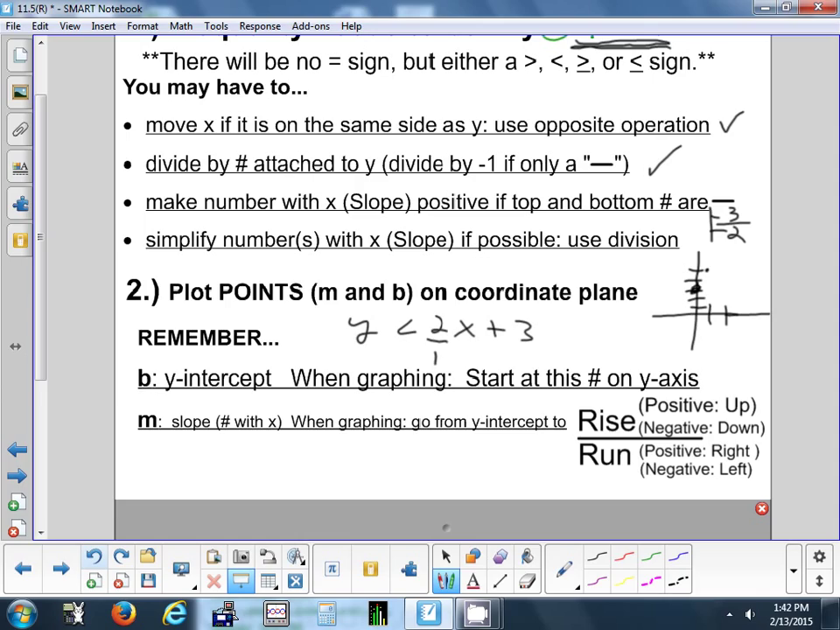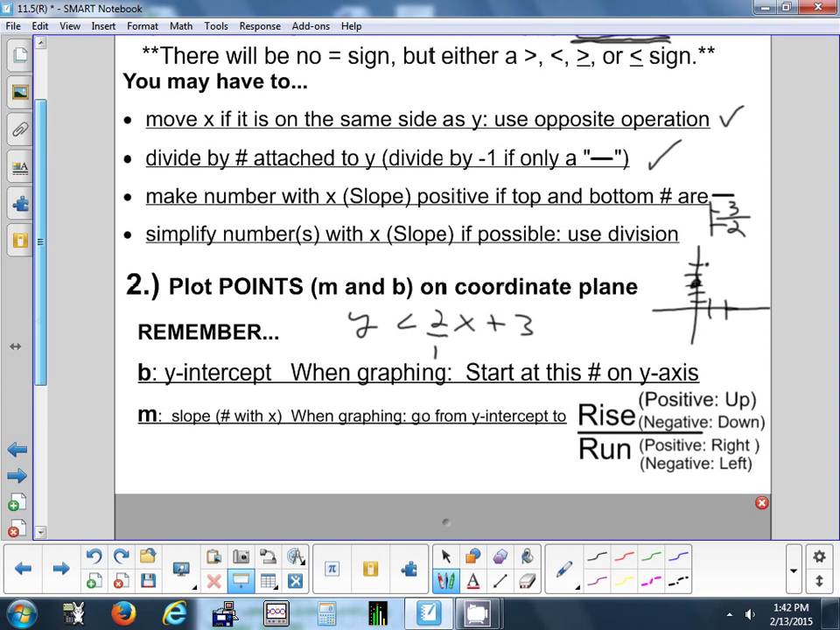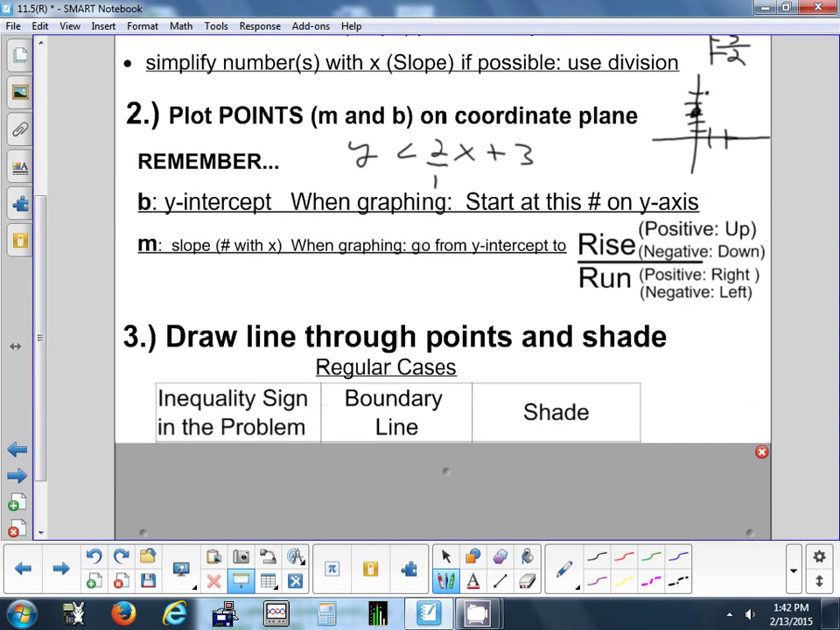And then you draw your line through those dots. That would give you your line. So you graph your y-intercept, then use your slope to get one other point. Now the last part. What kind of line do you draw?